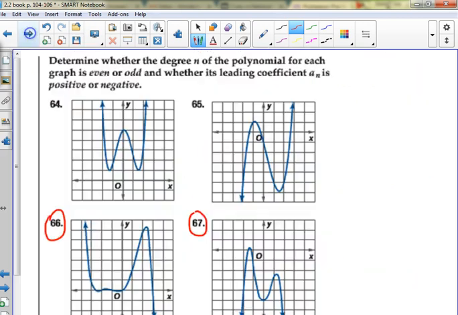Everybody okay? All right, the next two you have to do are 66 and 67. And the directions say determine whether the degree n of the polynomial for each graph is even or odd. Okay, degree even, degree odd. Anybody know what that means?